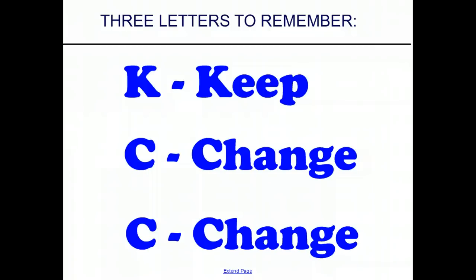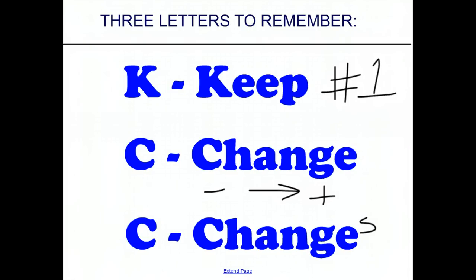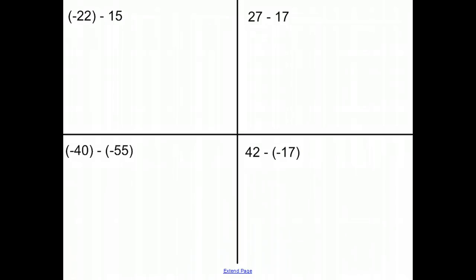That's keep that first number, change the sign from subtraction to addition, and change the sign for number 2. Now let's take those three ideas and look at these four problems, which each involve four different types of subtracting with positive and negative integers.